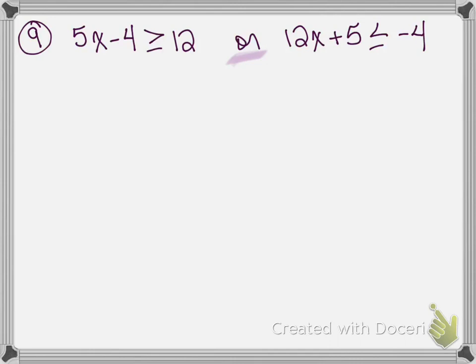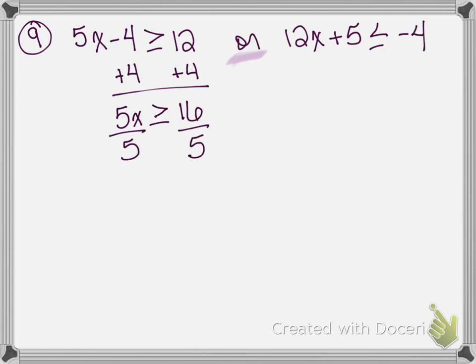Okay? So I am going to add 4 to both sides. Okay, so I'm left with 5x is greater than or equal to 16. I'm going to divide both sides by 5. And I get x is greater than or equal to 16 over 5.